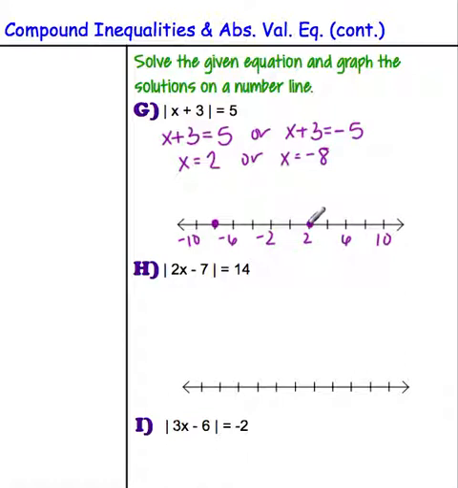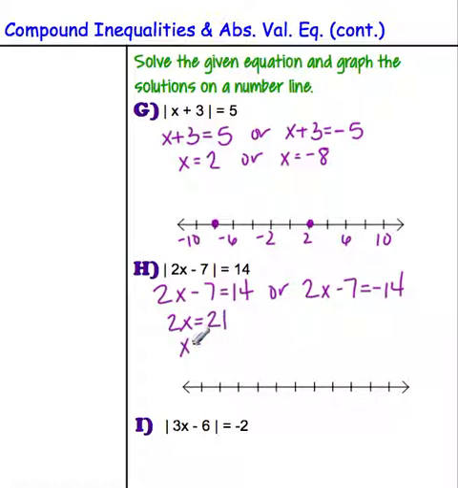This third example, the absolute value of 2x minus 7 equals 14. Therefore, 2x minus 7 will equal 14, or 2x minus 7 equals -14. So if I add 7 to both sides, I get 2x equals 21. Divide by 2, I get x equals 10.5. If I add 7 to both sides of the other equation, I get 2x equals -7. Divide by 2, I get x equals -3.5.